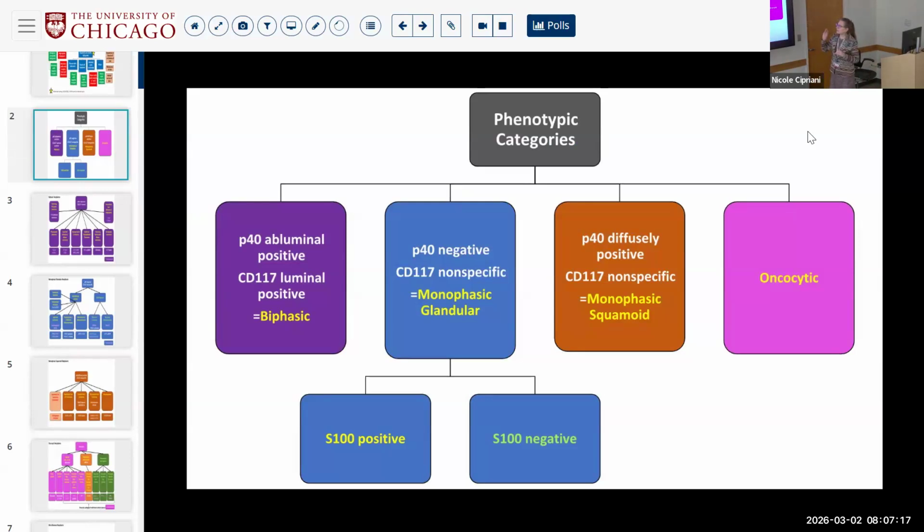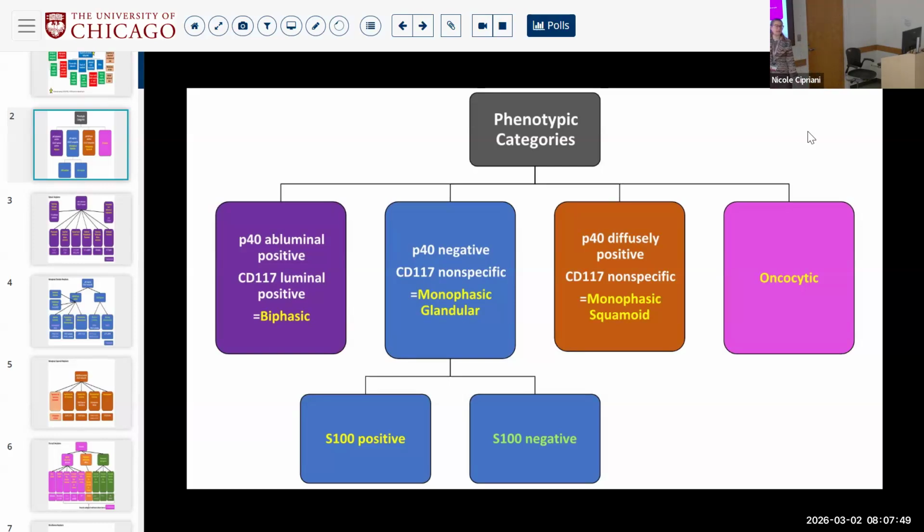And so I'm gonna be like a broken record here because my 3 stains that we generally always start with in salivary are gonna be things like P40, CD117, and S100, because it will sort you out into the most common categories. The biphasic ones, meaning that there's a myoepithelial/basal cell population that's P40 positive and a luminal or epithelial population that's c-KIT or CD117 positive.